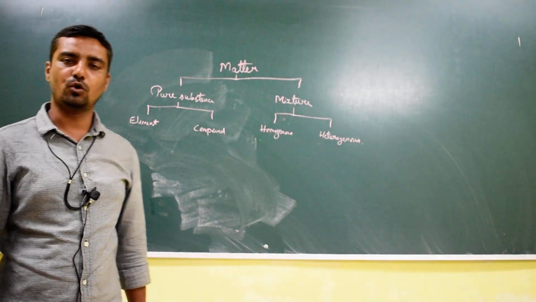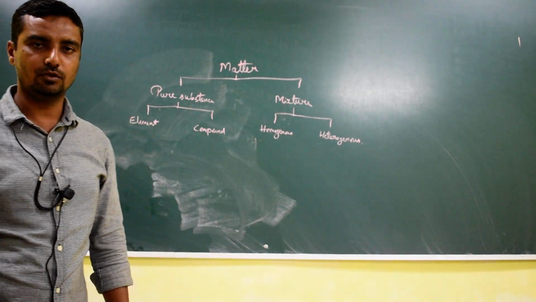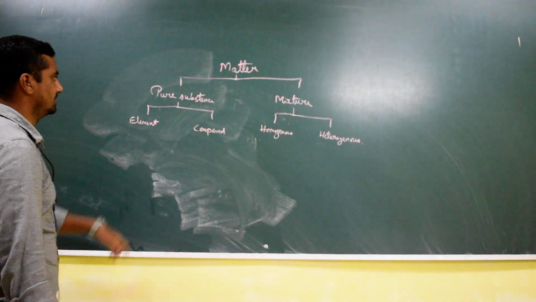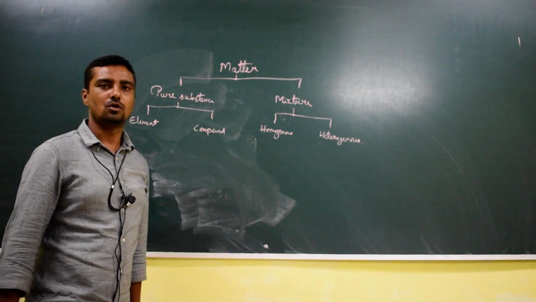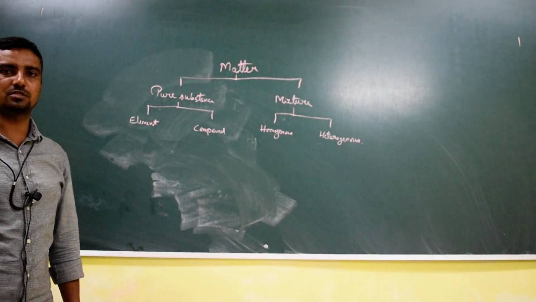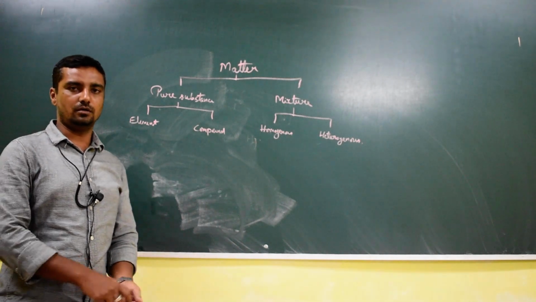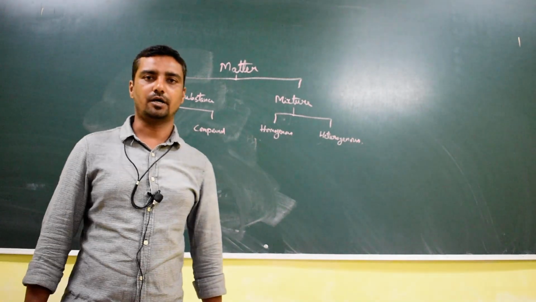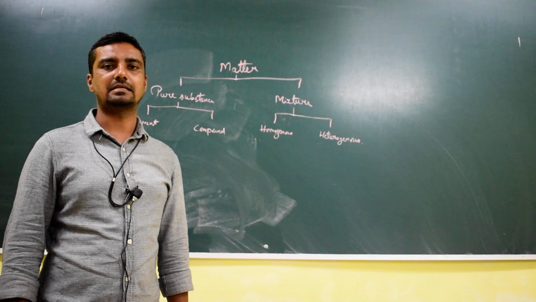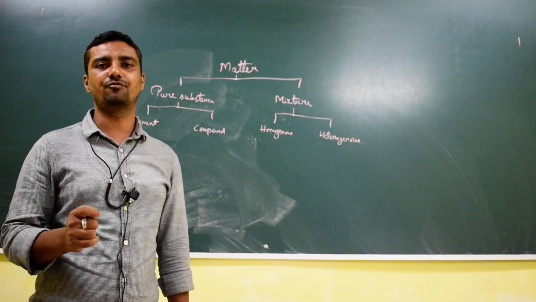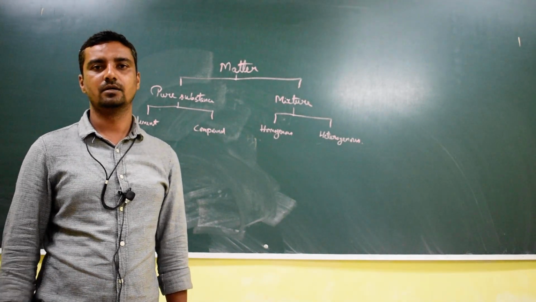So we already know what we mean by matter. Now we'll go for the types, that is classification. First the pure substance, right? Pure substances are substances where the constituent particles cannot be separated by ordinary physical methods, right? I will give one example.